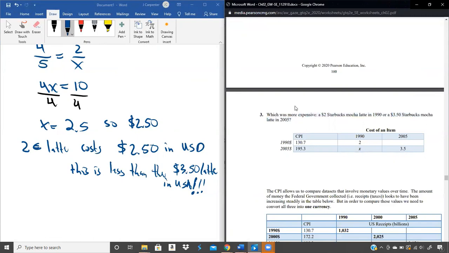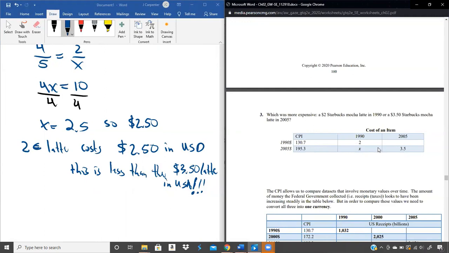So now instead of comparing a latte from Europe versus America, we're comparing lattes in America one year versus another and seeing when was it cheaper to be buying these lattes when you consider all the different things in the world that you should be buying, which is what CPI accounts for. So is it cheaper for you to be drinking lattes in the past? Well, I guess 2005 is in the present. The way back past of 1990 or the slight past of 2005.